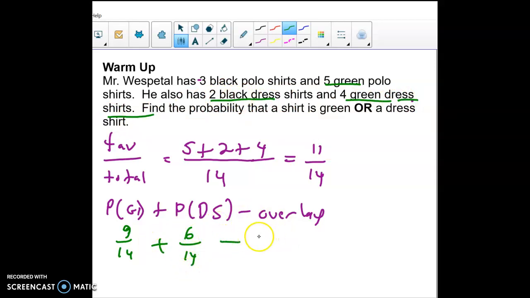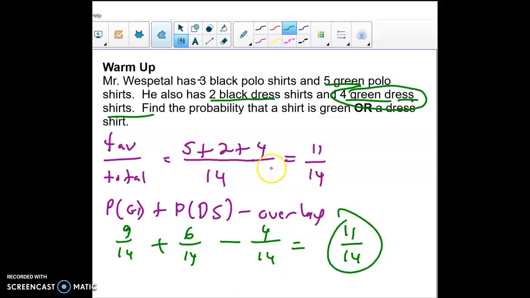You'd add those up, and then you'd minus any ones that got counted twice. So these 4 are both green and dress shirts, so they got counted both times, so I'd subtract 4 14ths. Okay, and that would leave us with a total of 11 14ths. So it'd just be the same answer, just kind of a different way to do it. And I realize my handwriting is pretty bad here, so sorry about the poor handwriting.